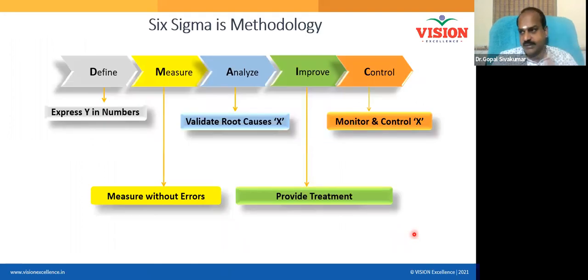It has five phases. It has the methodology called DMAIC, five phases: define, measure, analyze, improve, and control. What you need to do in each phase specifically: define means you must express the problem in numbers. The problem is considered the Y variable in a Six Sigma project. You all might know the famous equation, Y equal to F of X. Y is nothing but the characteristic you want to improve. The characteristic is not good, and that is why customer satisfaction is going down, defect percentage is going up, and profit is going down. So express the problem in a number format. This is why you are going to learn a tool called a CTQ tree.